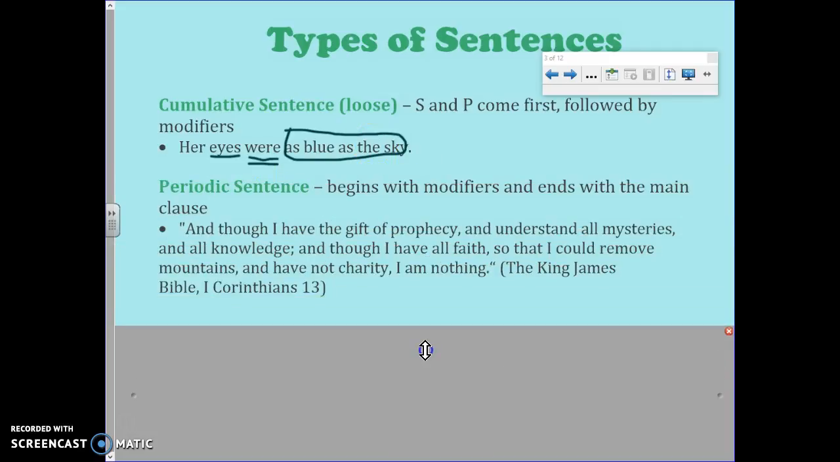Okay, the next one is what we call a periodic sentence. It begins with the modifiers and ends with the main clause. So it would end with the subject and the verb, okay? "And though I have the gift of prophecy and understand all the mysteries and all knowledge, and though I have all faith so that I could remove mountains and have not charity, I am nothing."